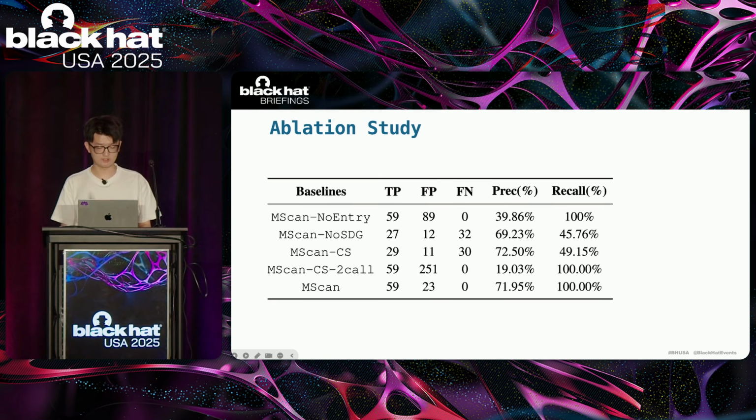Now, let's take a closer look at the ablation study results for MScan. Whenever we disable a single feature, we either lose detection accuracy or face major scalability issues. For example, without SDG modeling, MScan completely missed vulnerabilities that cross service boundaries. On the other hand, turning off our distance-guided strategy often causes the analysis to run out of memory. These results make it clear: all three major components are essential for practical and effective microservice security analysis.